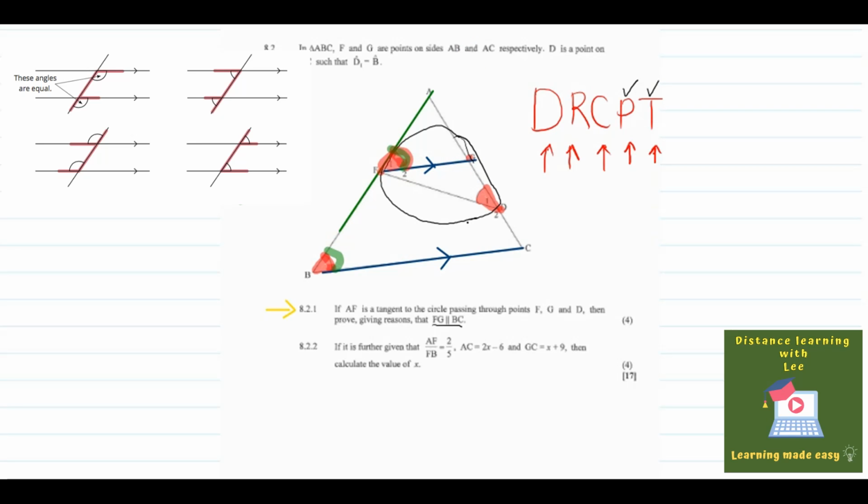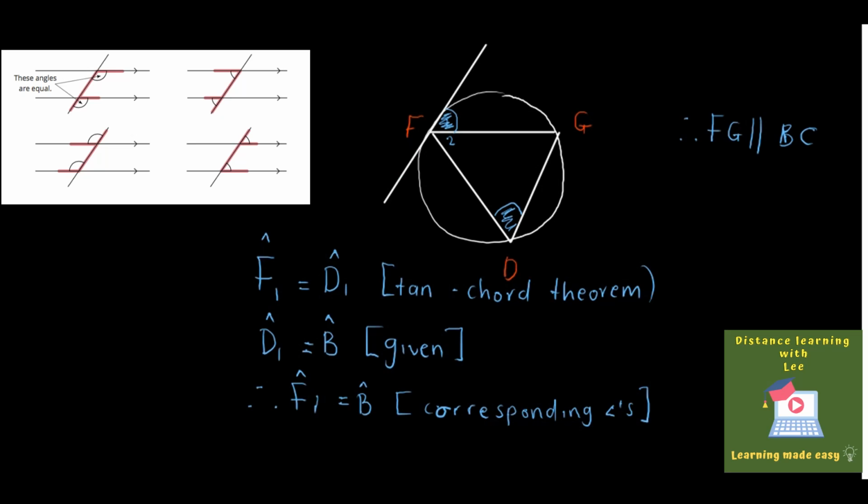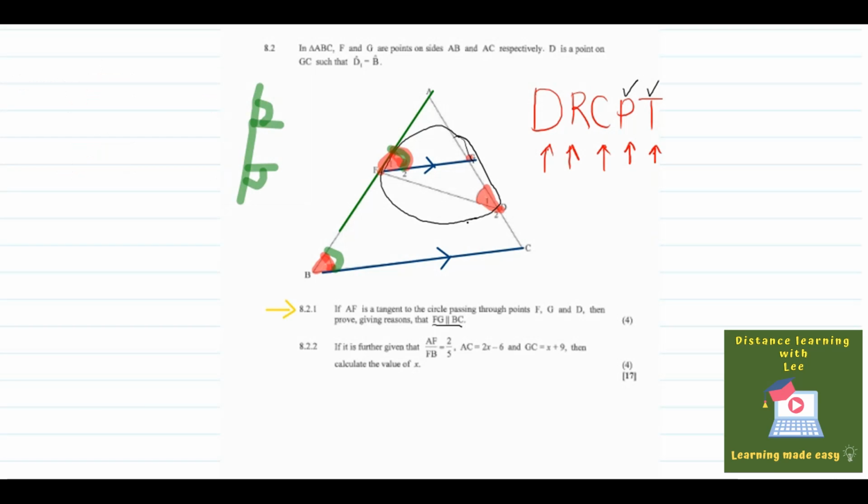So by using the tan-chord theorem, we're able to see that our angle F1 is equal to our angle D1. And once we got that, we were given that our angle D is equal to our angle B, right? And from there, it became super easy because we could see that now we had corresponding angles. And when you're working with corresponding angles, you know that you've got parallel lines. And then we have proven that FG is parallel to BC.